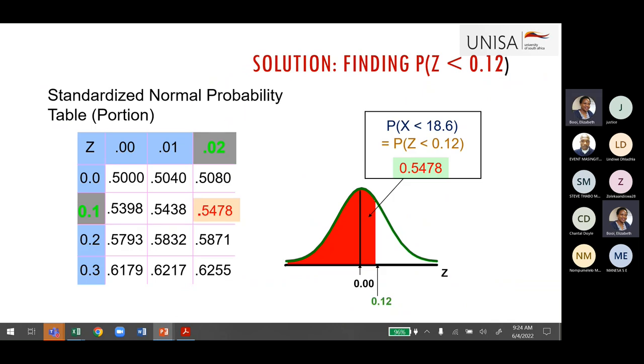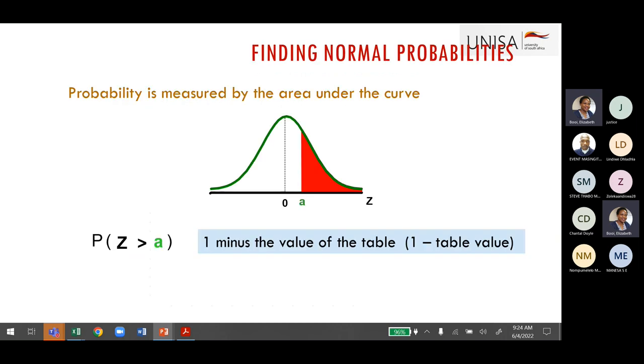Oh, I'm not going to show you this again because we've done this already. How do we then find the probability of a greater than? Now, we spoke about the probability of a less than. Remember this, picture this.